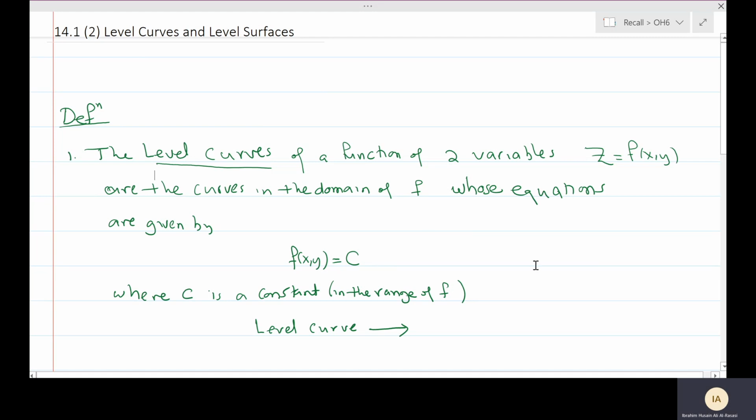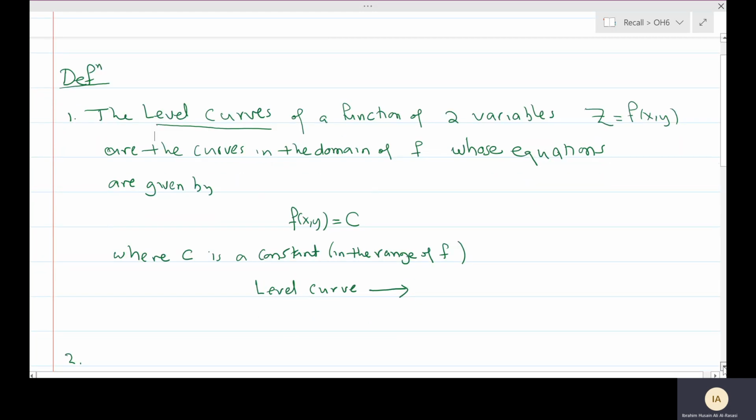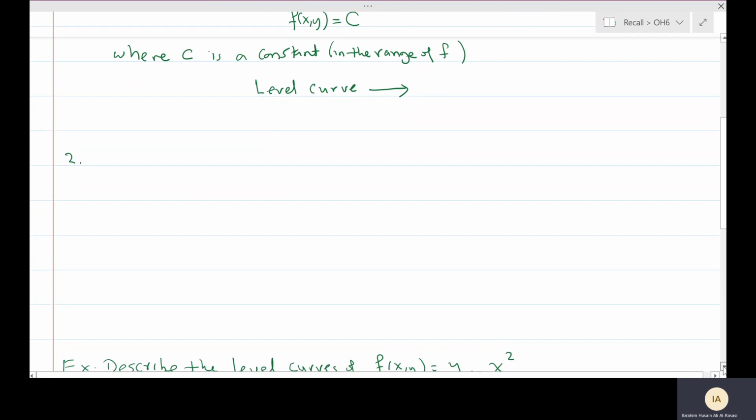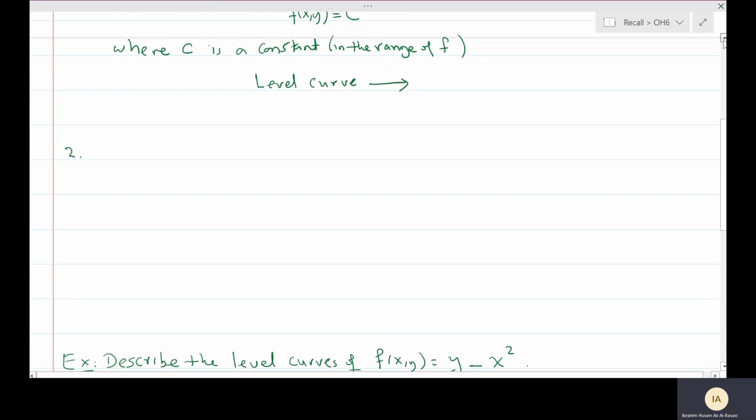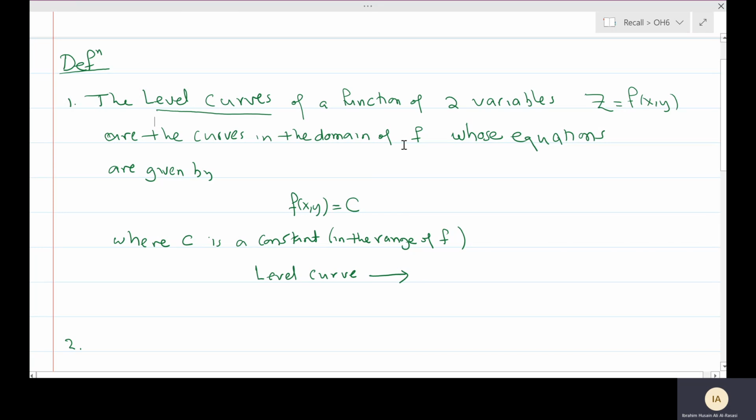For now, just try to apply it, and then we'll explain it further later. Let me just apply this definition as it is given. So here is an example: describe the level curves of a function of two variables. How to find or describe the level curves? I will apply the definition. The level curves are the curves in the domain whose equations are given by f of x, y equals c. So just replace z with any constant.